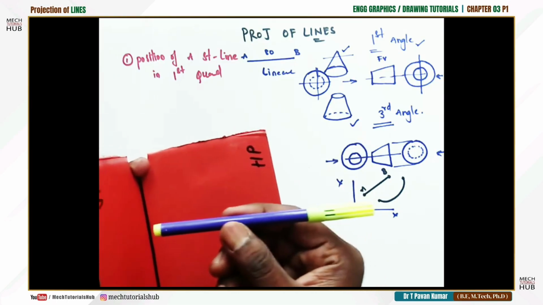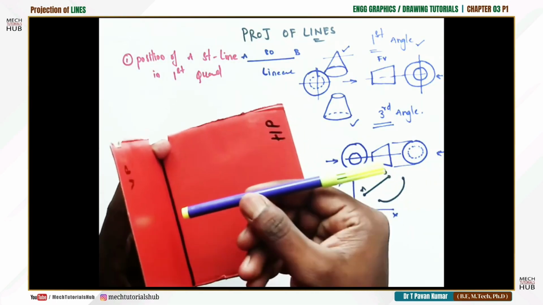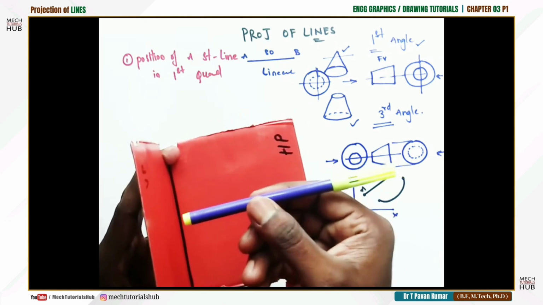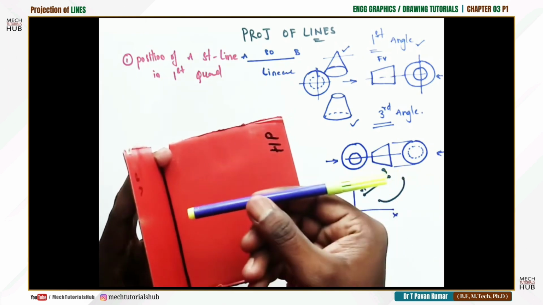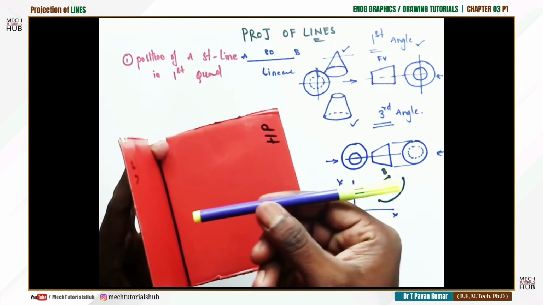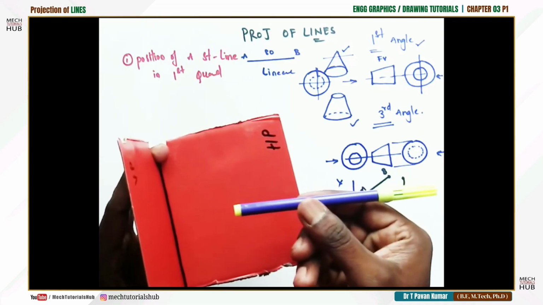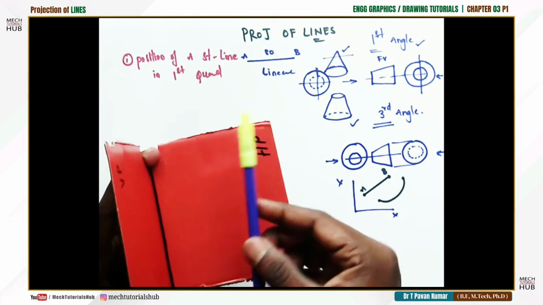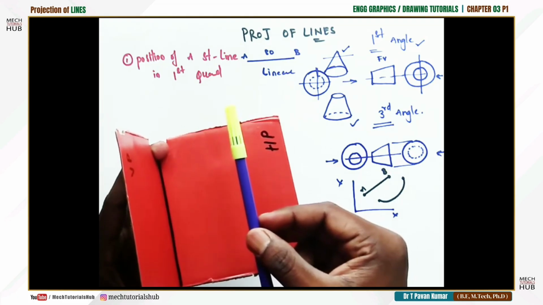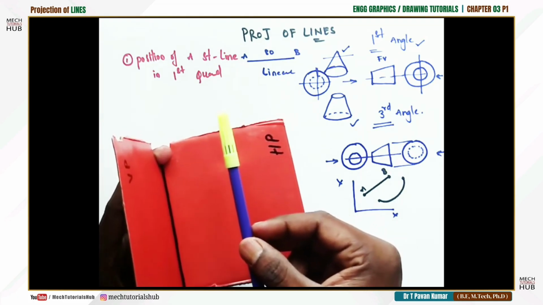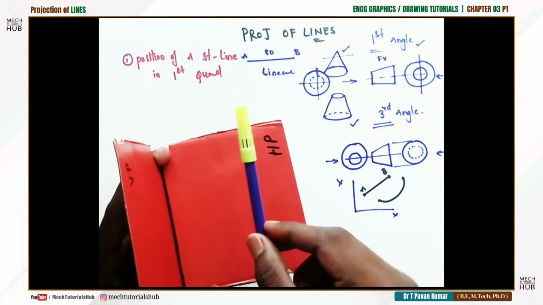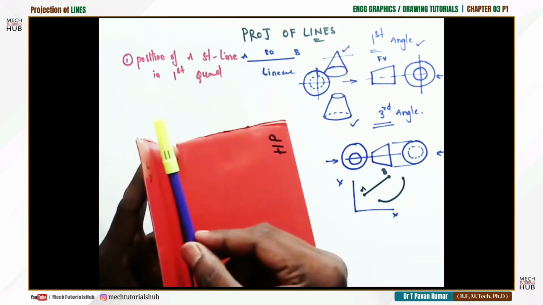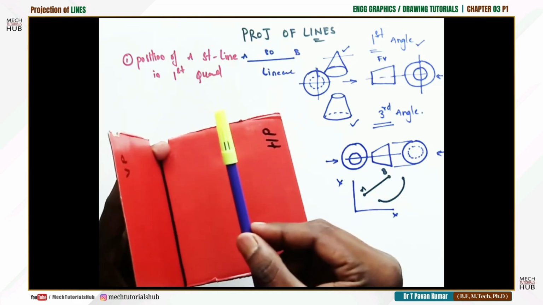Similarly, the line may be perpendicular to VP, parallel to HP. This is the position. There might be some above distances and in-front distances also, that we'll see when we solve a problem. Now when the same line is placed something like this, you could see the true shape from the front view as well as the top view. So the line is parallel to HP, parallel to VP. This is one more condition.